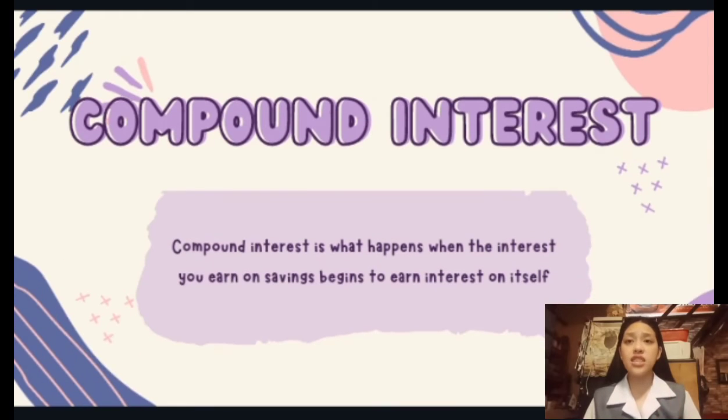So compound interest is what happens when the interest you earn on savings begins to earn interest on itself. Sa madaling salita, ito raw po yung interest na nakukuha mo sa savings na nagkakaroon din ng sarili nitong interest.